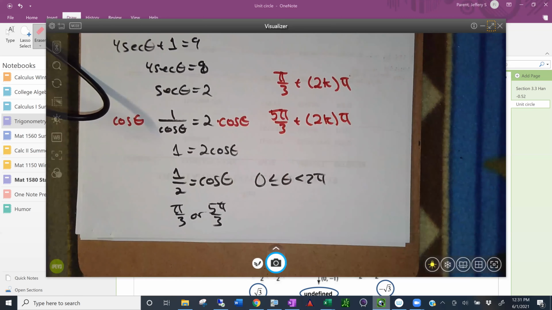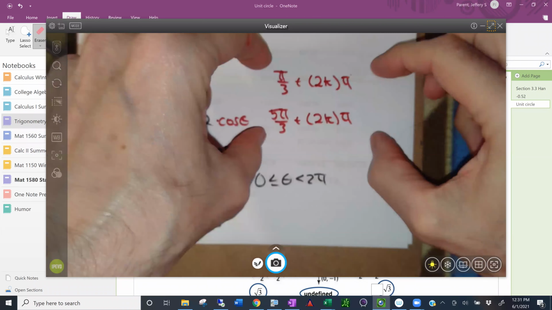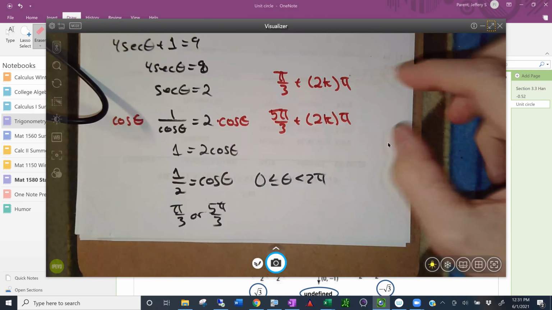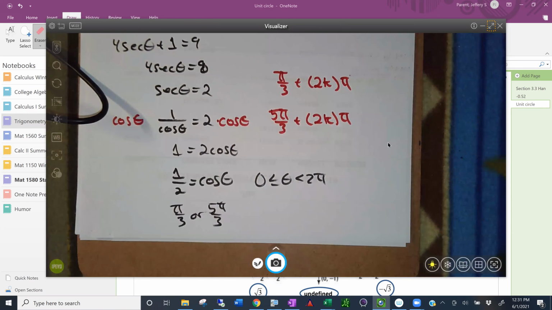So, we're good on that one? This little extra part here is a little challenging. Do you think you could explain a little bit on the 5 pi over 3? I'm looking at my unit circle and trying to understand how you got to that. Sure. Wouldn't that be negative 1/2?